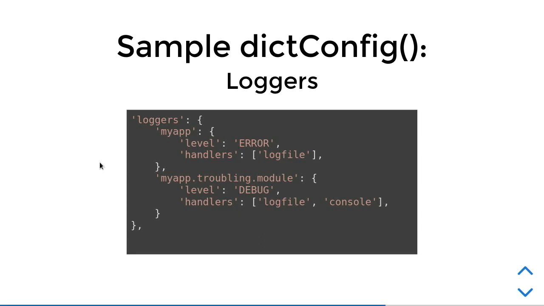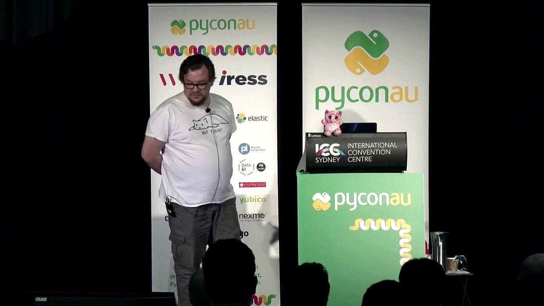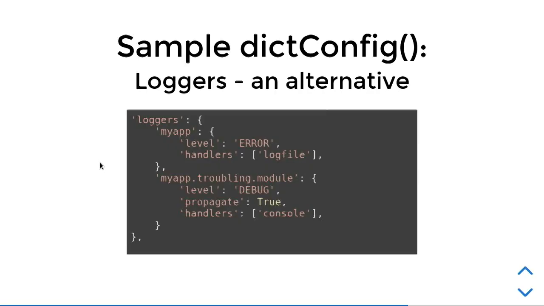But we have this one module that's really troubling us, so we're going to put it on debug level logging, and it's also going to send to the console so we can see it. A different way to write this and get mostly the same effect would be to specify only the console handling and propagate as true. What happens with the names of your loggers is they're treated like a hierarchy based on the dot separators. So in our example, my app is a parent to my app troubling module. So any messages that the my app troubling module gets from any logger whose name begins with my app troubling module or anything longer than that, it will now catch here and get debug level logging on that, but it will also propagate to its parent, which in our case is up here. So it'll still reach the log file, but it will also go to the console.